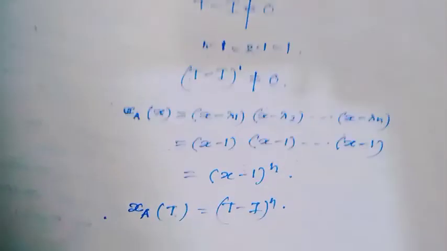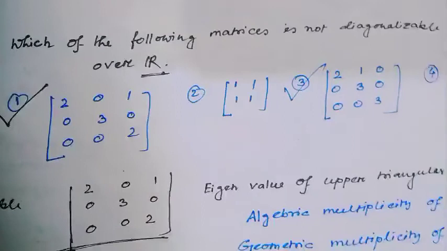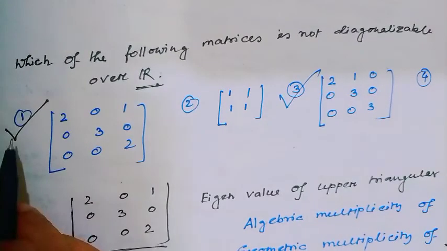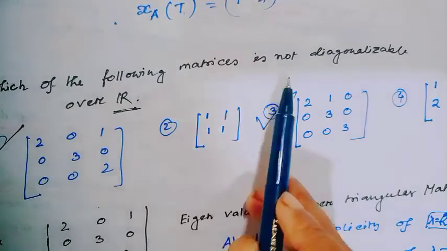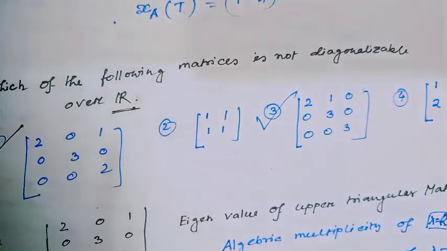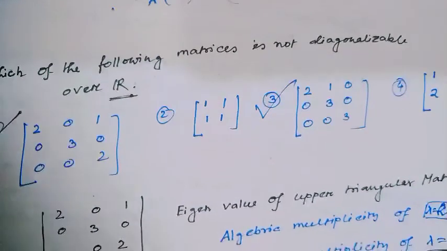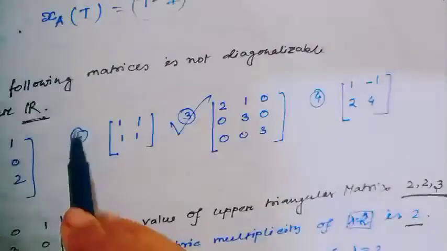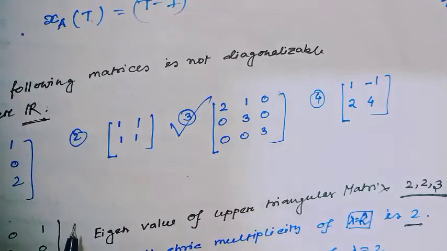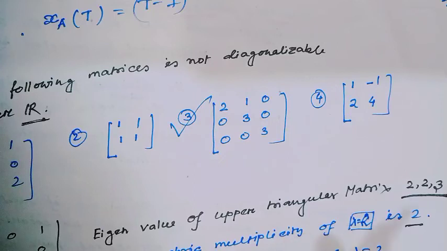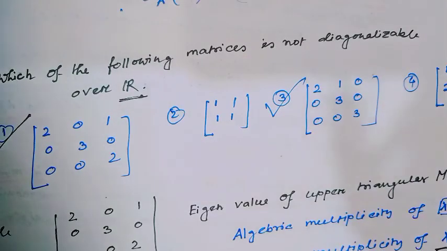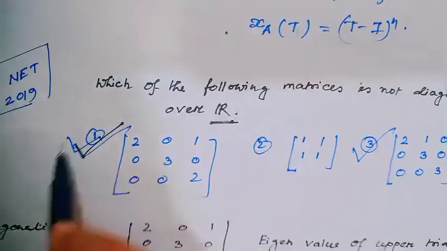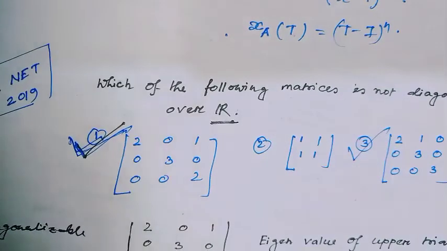That means only option 1 is the right option, because the question asks which of the following matrices is not diagonalizable over R. All the other matrices, options 2, 3, and 4, are diagonalizable. Only option 1 is the non-diagonalizable one, so only option 1 is the right option.